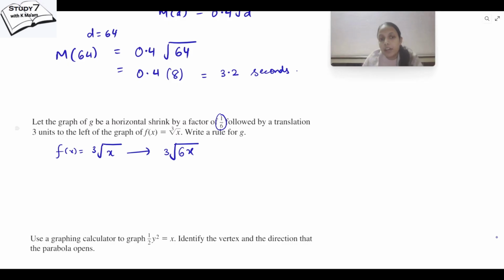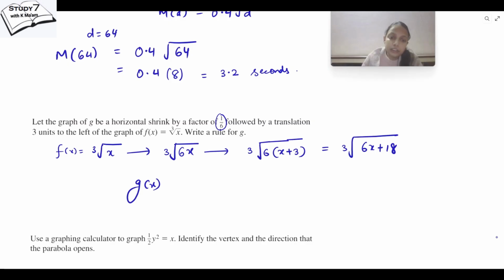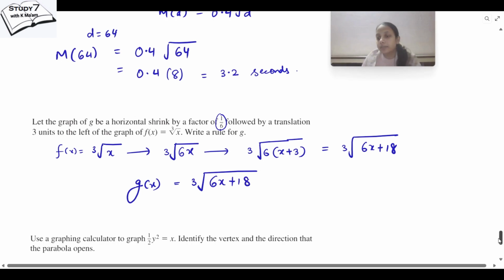Then followed by a translation of 3 units left. Same thing: 3 units left means x is changed to x plus 3. Done. If you want, you can expand it, otherwise leave it as it is. I can say it's the cube root of 6x plus 18. Alright, this is your g(x) function, the cube root of 6x plus 18.